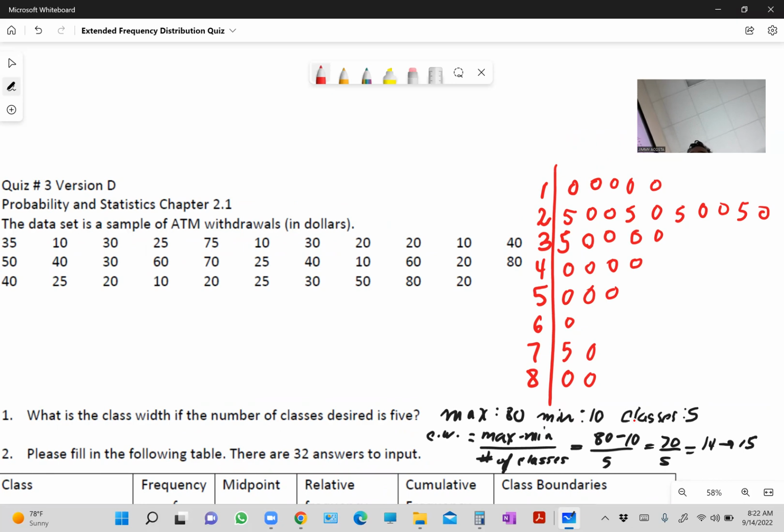I'm going to count 1, 2, 3, 4, 5, 6, 7, 8, 9, 10, 11, 12, 13, 14, 15, 16, 17, 18, 19, 20, 21, 22, 23, 24, 25, 26, 27, 28, 29, 30, 31, 32.